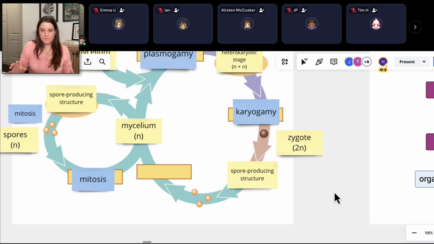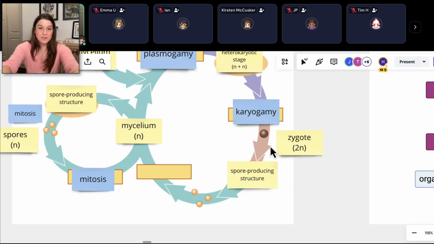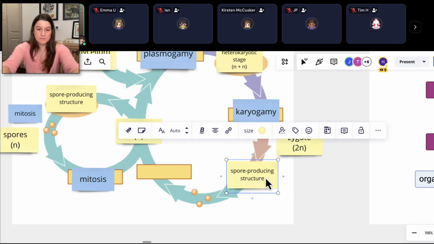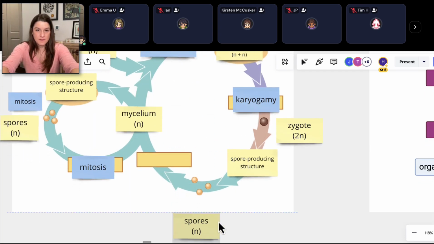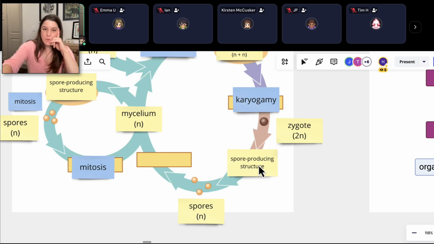In that cell, it's going to be able to do the spore production. So the zygote is going to be able to produce the spore-producing structure. So that's going to make the spores. So the spore-producing structure has made spores, and it went from zygote, 2N, to spores, N.